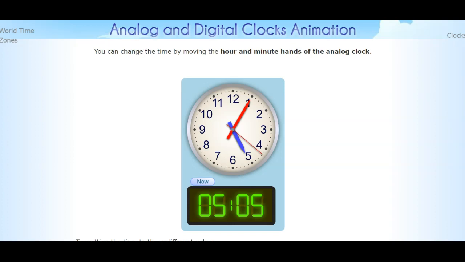So what time was it? 7:40. That's 7 o'clock, so I would need how many more minutes? 43. So that's 40, 41, 42, 43. 7:43.